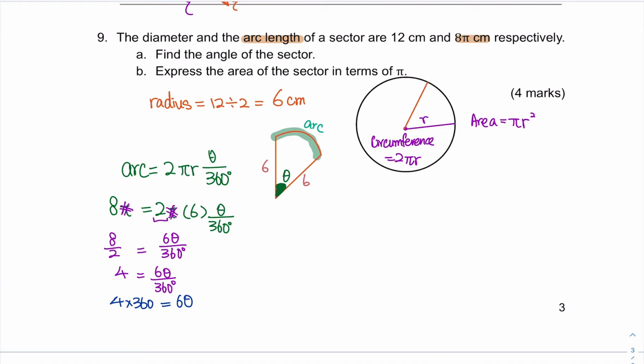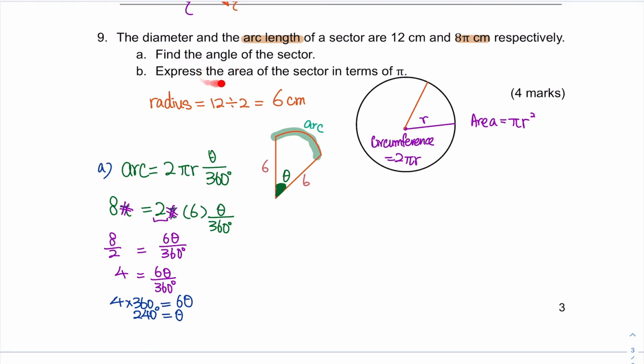And then 4 times 360 will be, and then this 6 here is multiplied. If you don't want it, you also divide it on the other side. And in the end, you will be able to get your answer as 240. Yep, good. So you get the answer. So your theta is 240 and that's your part A.